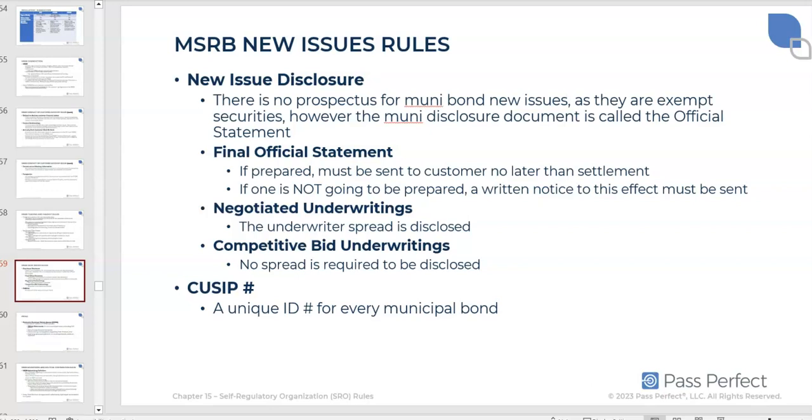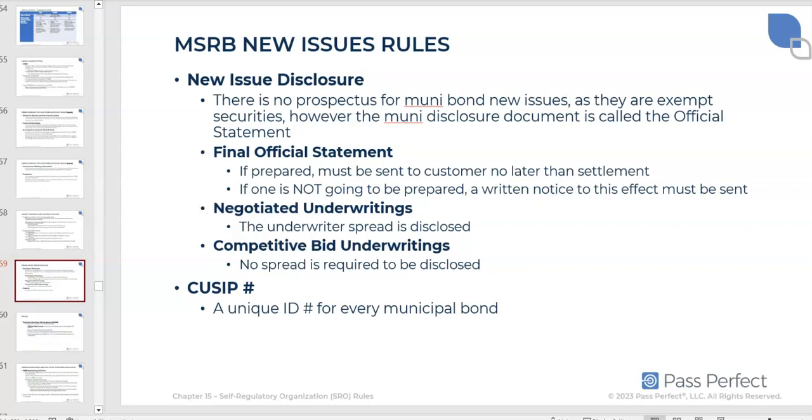Now, in new issues, so when a municipality wants to raise money, they'll do a municipal bond offering. As we know, municipal bonds are exempt from registering with the SEC. They're an exempt security. And therefore, they're also exempt from the prospectus delivery requirements. They don't require a prospectus.